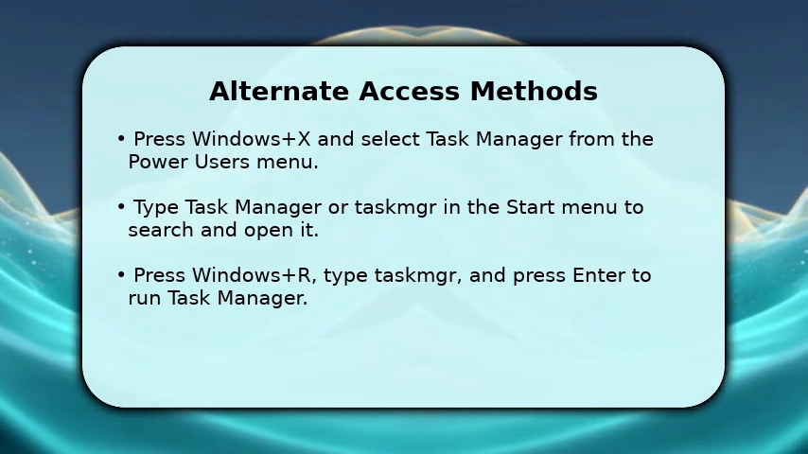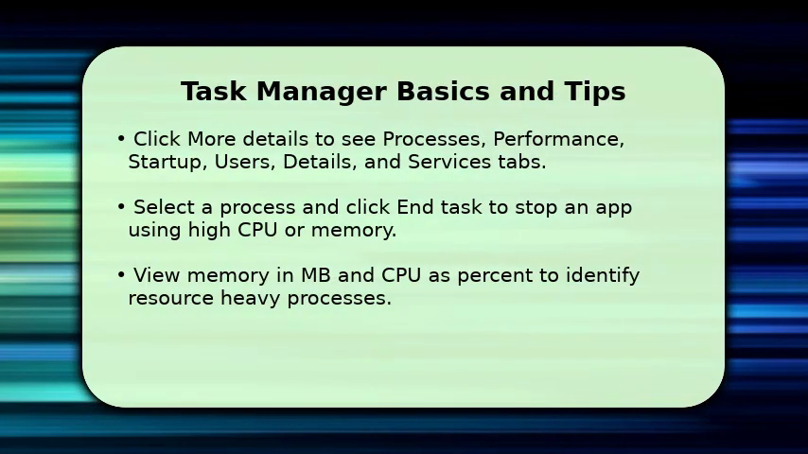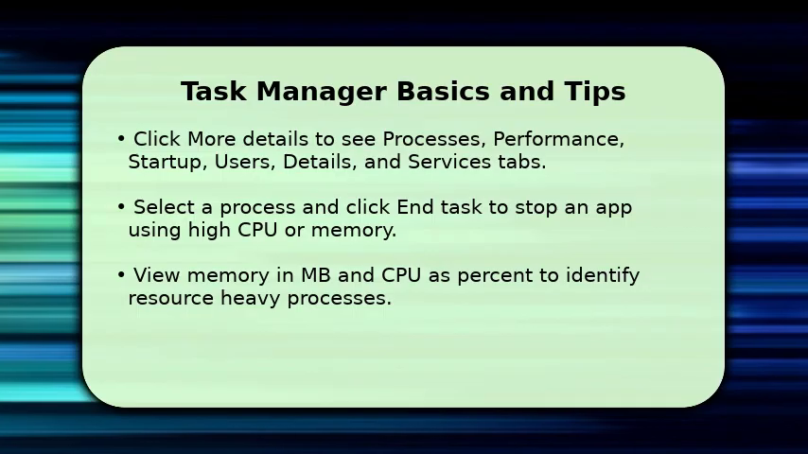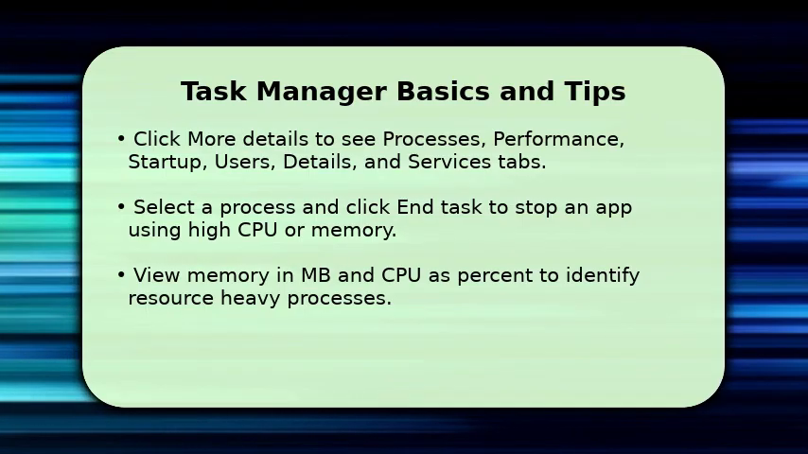Open Task Manager and click More Details to reveal all available tabs. The Processes tab shows apps and background processes with CPU % and memory in MB. Use the Performance tab to view CPU, memory, disk, and network graphs over time. On the Startup tab, you can disable apps that increase boot time and see startup impact.